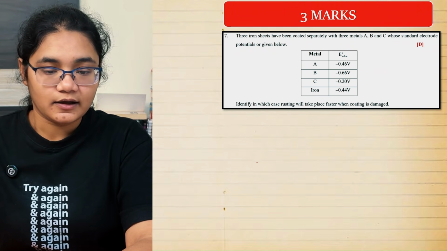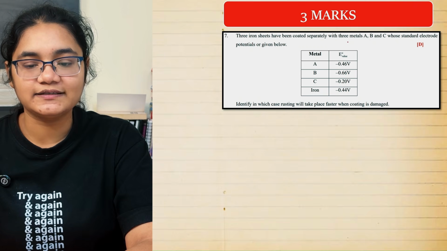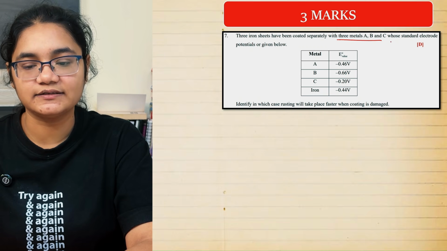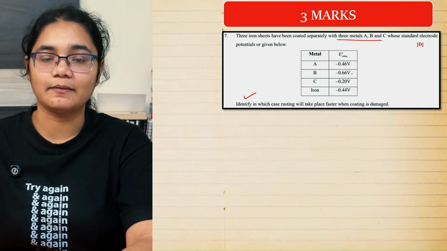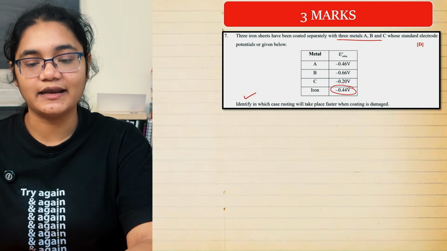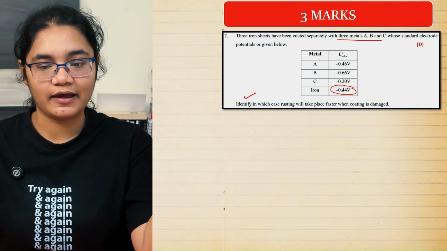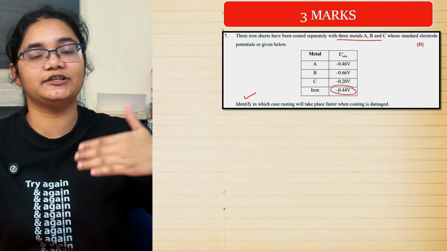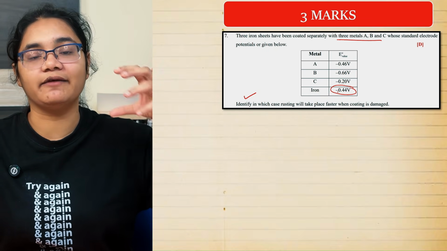Okay. Next is a very interesting question. 3 iron sheets have been coated separately with 3 metals A, B and C whose reduction potentials are given below. Identify in which case rusting will take place faster when the coating is damaged. Now see, the iron reduction potential is -0.44 volt, right? So we need something which has a lower reduction potential than iron. Then only it can undergo oxidation and iron will behave as a cathode.